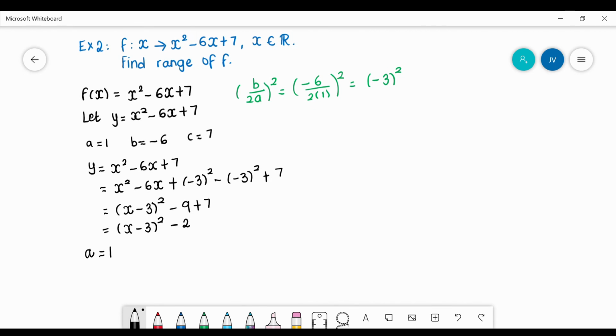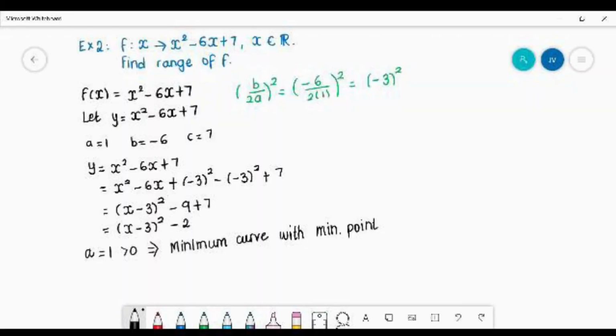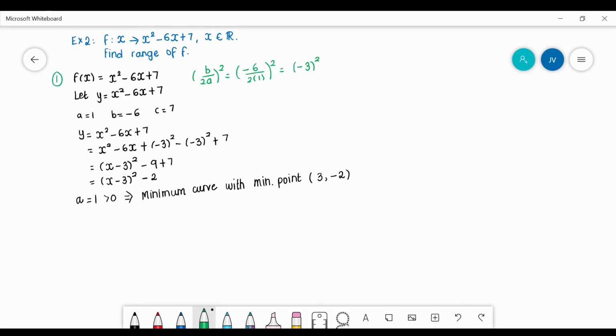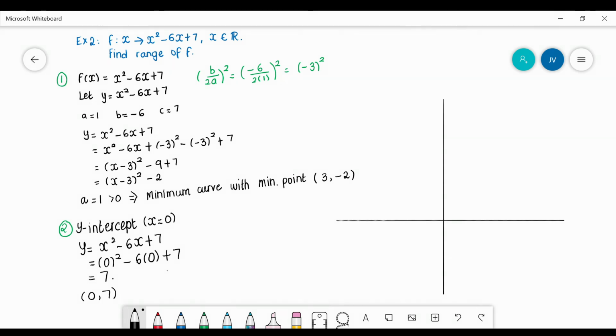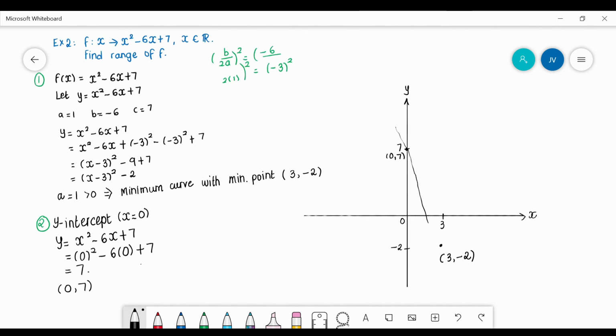Now since a is equal to 1, which is positive, we have a minimum curve with minimum point (3, minus 2). Because remember, the minimum point is (minus d, e). Now secondly, we have to find the y-intercept, that is, the point where x is equal to 0. y is equal to 0 squared minus 6 times 0 plus 7, which is equal to 7. Our y-intercept is (0, 7). We draw our axes, x and y, and then we plot our two coordinates, (3, minus 2), which is the minimum point, and (0, 7), which is our y-intercept. We join the two points to make a minimum curve.